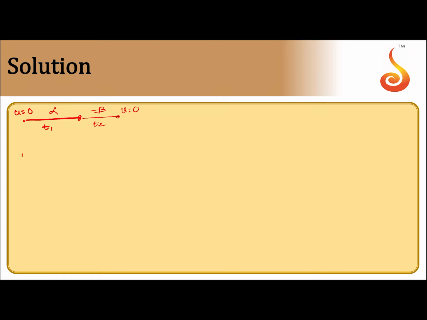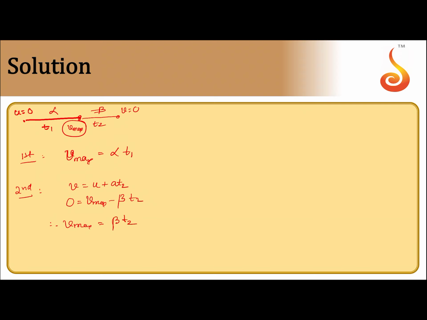Now, if I consider the first part of the journey, I will write V max as the final velocity for the first part of the journey. V max is equal to u plus at, that is alpha t1. And for the second part of the journey, I will write V is equal to u plus at, that is, final velocity is 0, initial velocity is V max, it decelerates at beta into t2. So, I will write V max also as beta into t2.